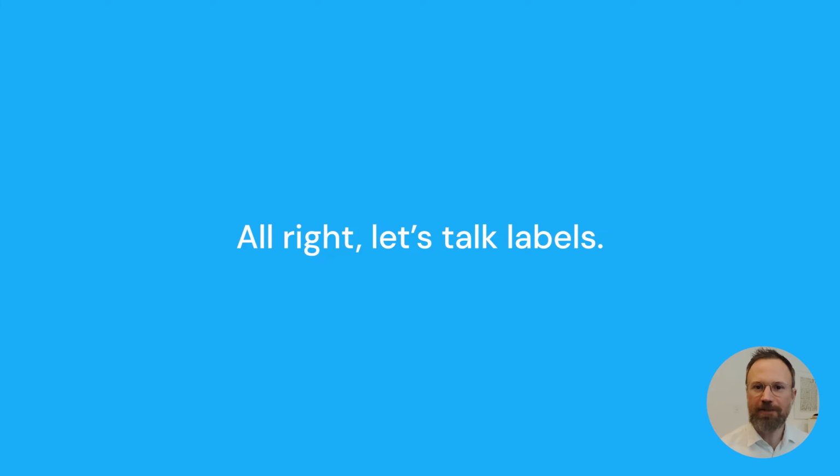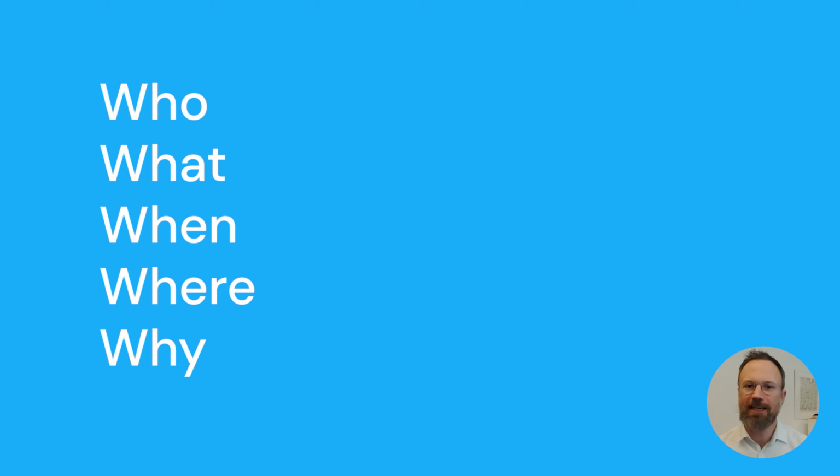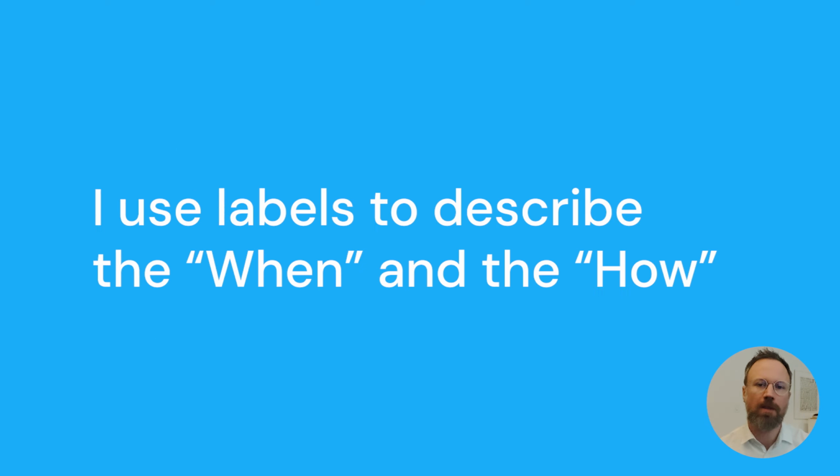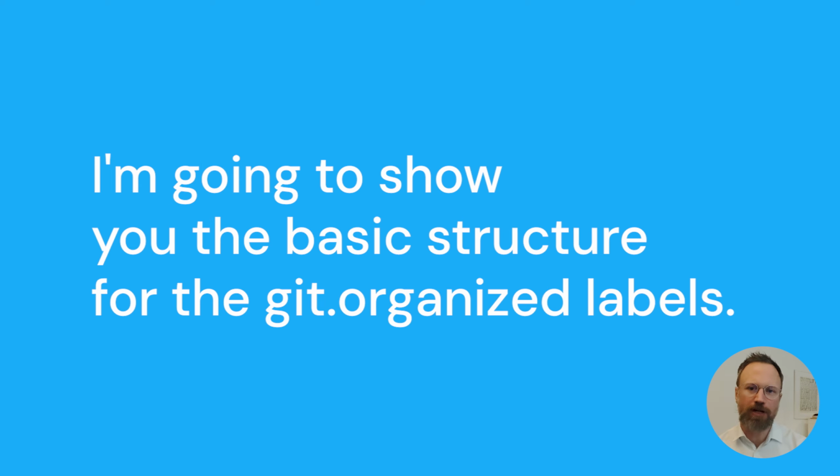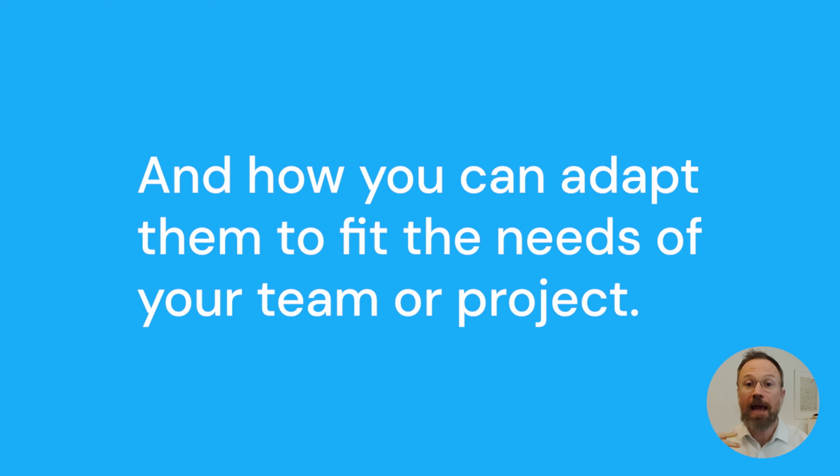Alright, let's talk labels. A good framework for every task is who, what, when, where, why. I use labels to describe the when and the how. I'm going to show you the basic structure for the Git organized labels and how you can adapt them to fit the needs of your team or project.